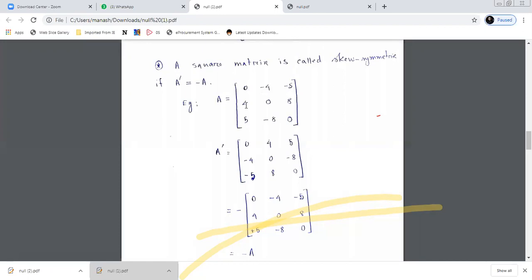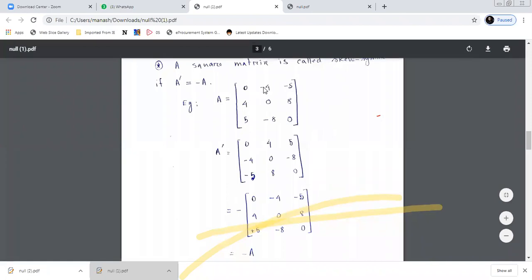That means if you put here 4, here you have to put minus 4. If you put here 5, here we have to put minus 5. If you put here minus 8, then you have to put here 8. Clear? So again, I tell you, at first you have to write these diagonal elements, and for skew symmetric matrix, diagonal elements are always equal to 0. After that you have to write those elements. The numerical values of these elements will always be the same, but the sign is different.